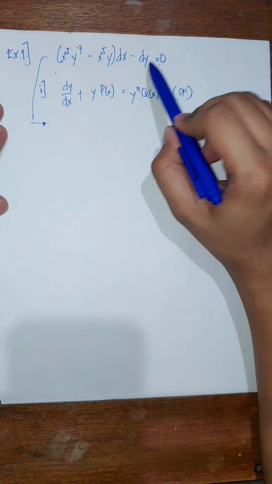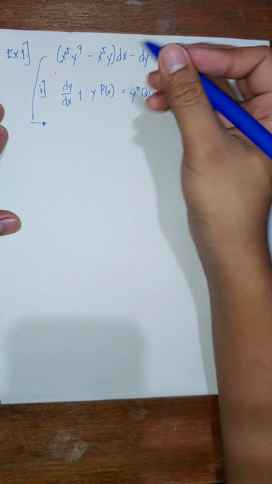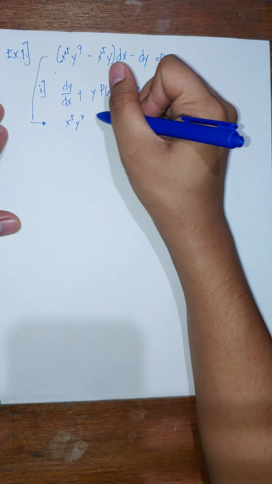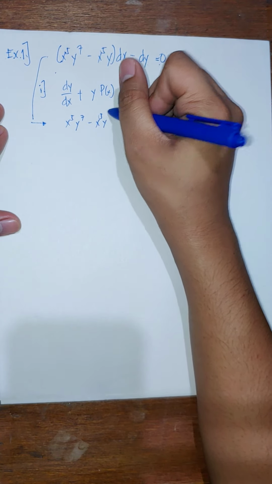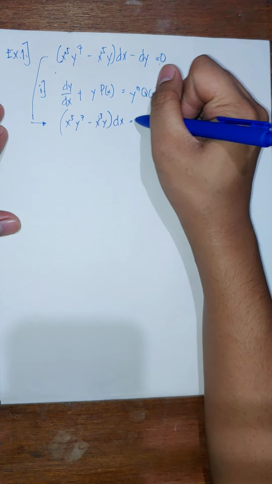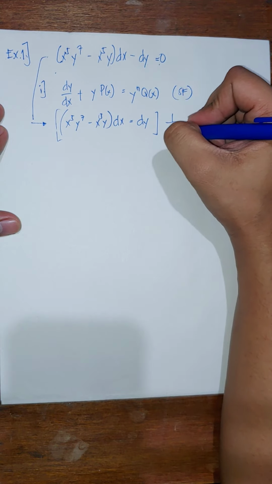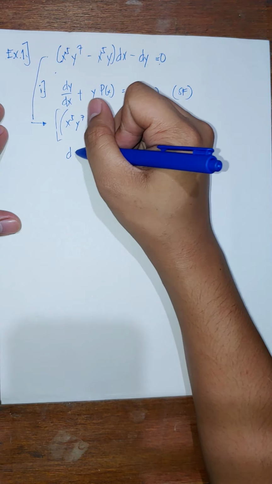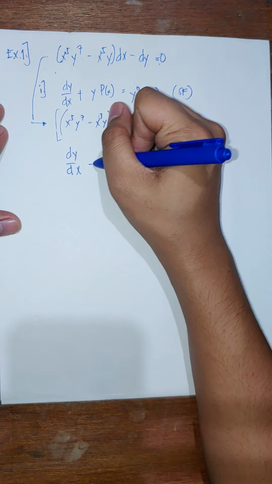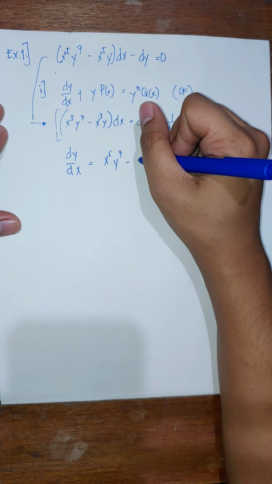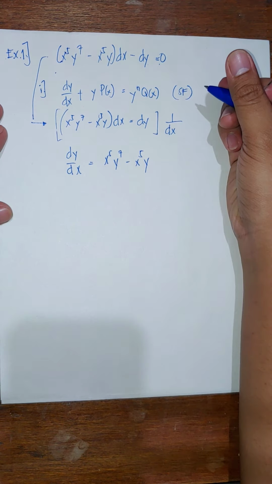So here, we can transform this equation like this: x to the 5th times y to the 7th minus x to the 5th times y, dx is equal to dy. Then dividing the whole equation by dx, we have dy over dx is equal to x to the 5th, y to the 7th, minus x to the 5th times y.